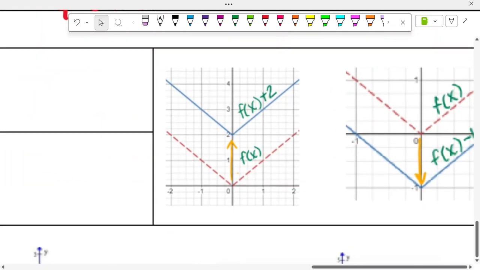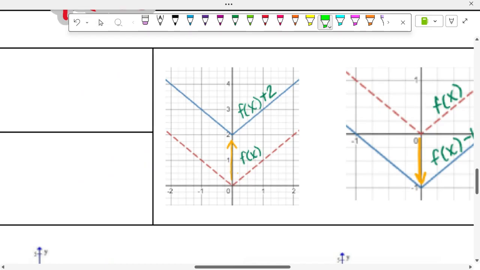Which you can see here. So we got another absolute value graph. Here's the original. It says f of x plus 2 on the outside, so they went up 1, 2 units.